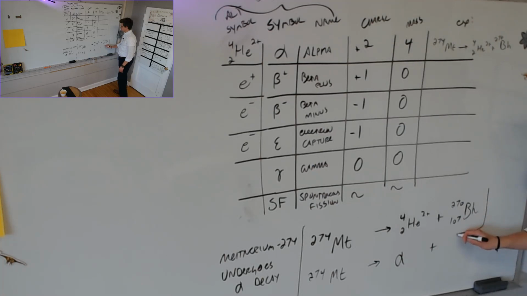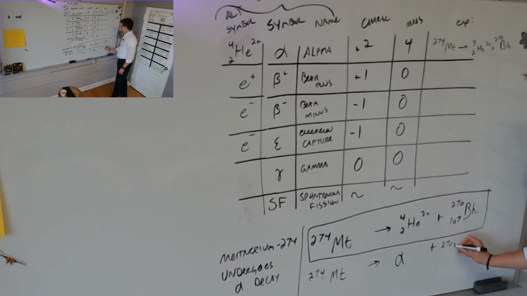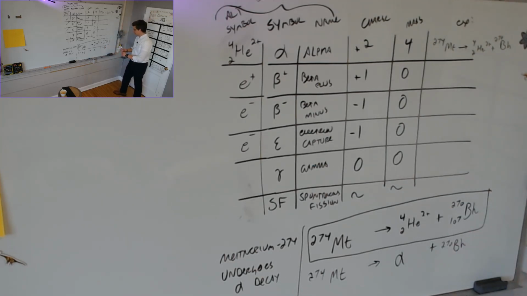The answer is this whole thing. You have to write the whole thing. That's called showing your work. The answer for this one would also be bohrium-207. Let's label these parts of the equation.